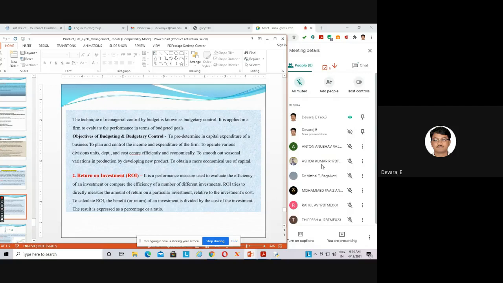Then, objectives of budgeting. It is applied in a firm to evaluate the performance in terms of budget growth. This is called performance. Performance is nothing but how much we are investing and how much we are getting back to the company. If you invest 10 rupees for a product, how much will you get back? 15 rupees, for example: investing 10 and getting back 15 rupees.